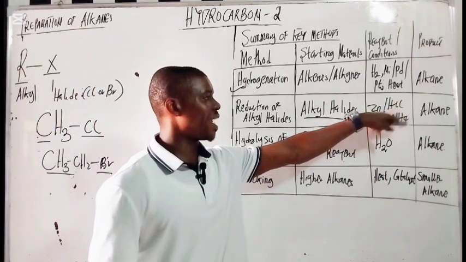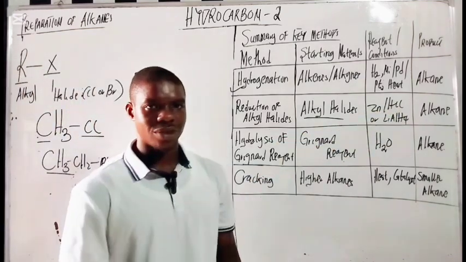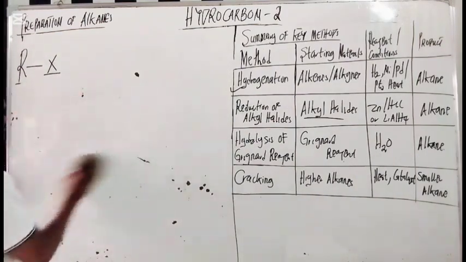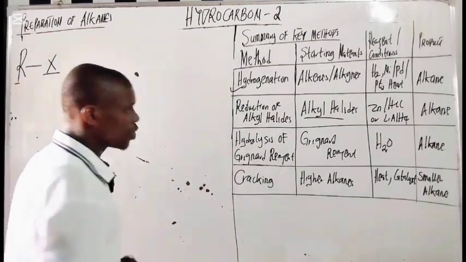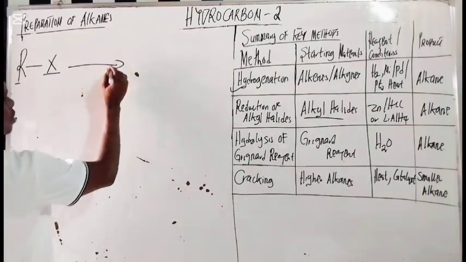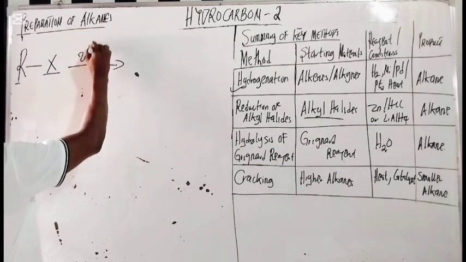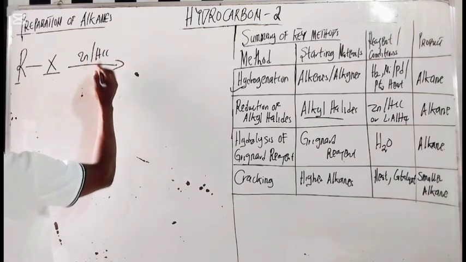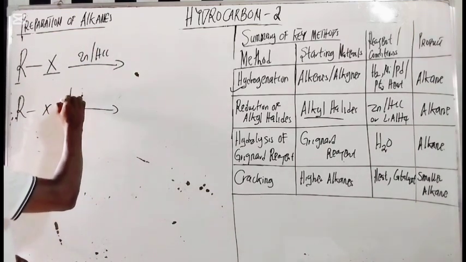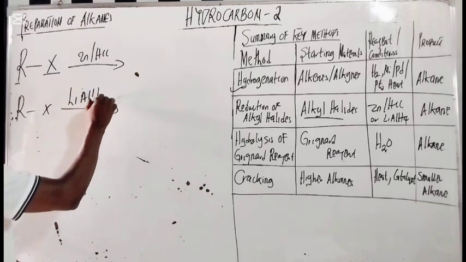you use any of these here. These are called reducing agents. So if you are reducing an alkyl halide, you are going to use a reducing agent. So it can either be zinc with HCl, or it can be lithium aluminium hydride.